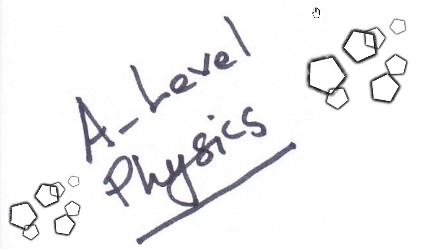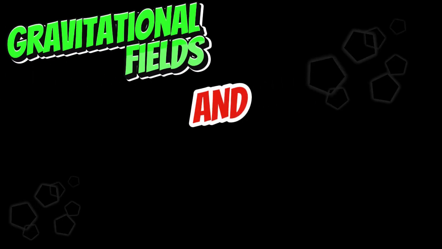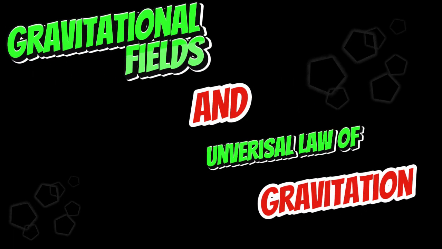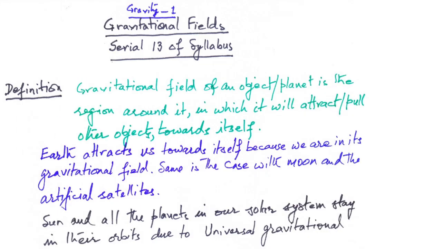Today we begin the chapter of gravitational fields and the universal law of gravitation. First of all, the definition of gravitational field. The gravitational field of an object or planet is the region around it in which it will attract or pull other objects towards itself. We know that Earth attracts us towards itself because we are in its gravitational field.